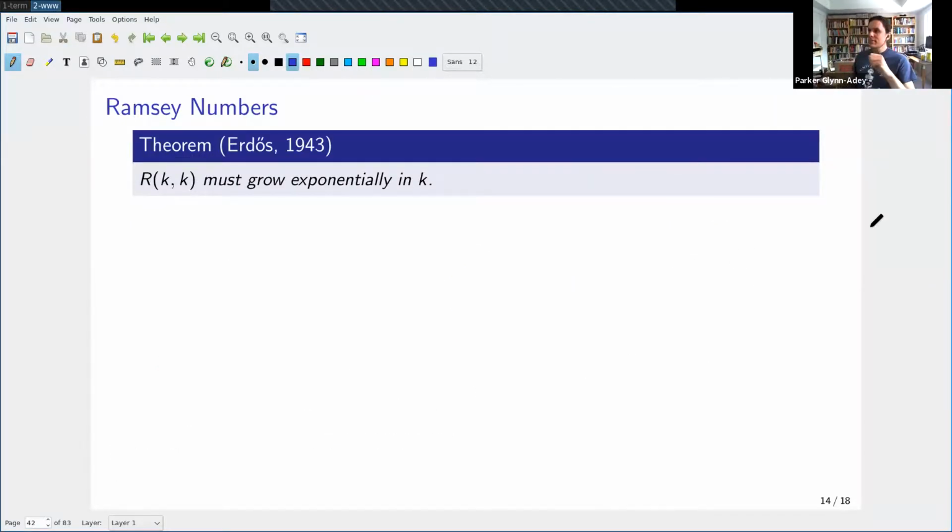Okay. So now we're going to use the probabilistic method to show that these grow exponentially in k, so that these numbers have to grow really fast.